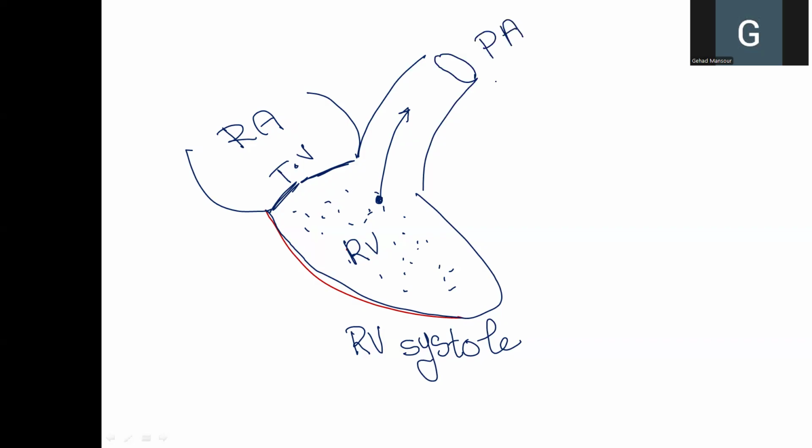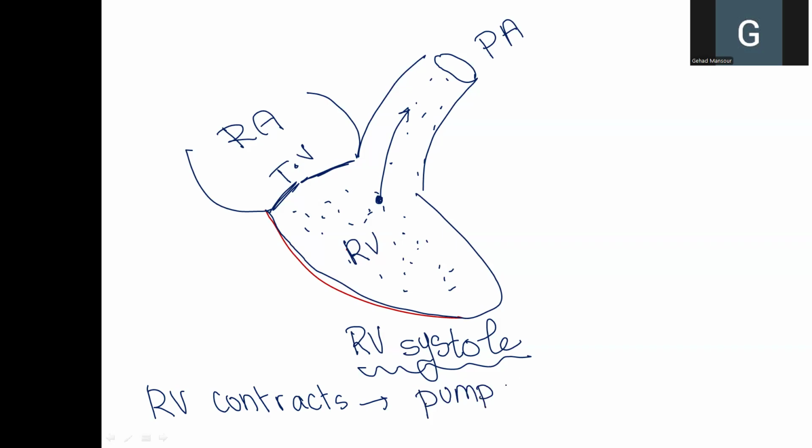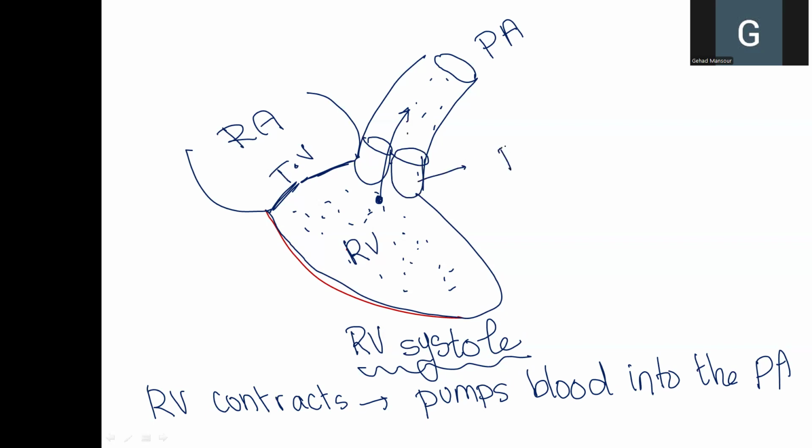So at the beginning of right ventricular systole, the right ventricle will contract. And when the right ventricle contracts, it will pump blood into the pulmonary artery. And as it is pumping blood into the pulmonary artery, during the whole systole, the three pockets of the pulmonary valve are being filled with blood.